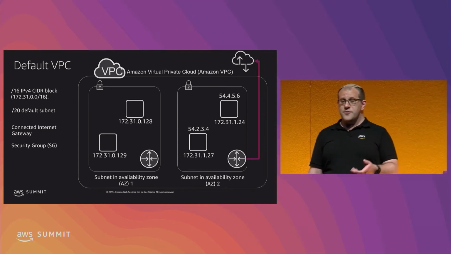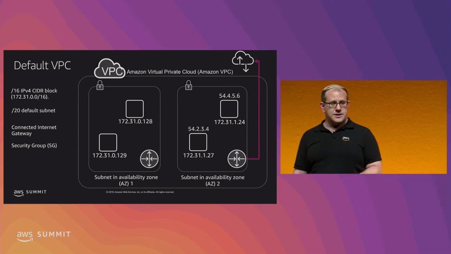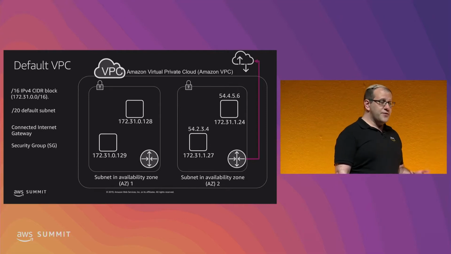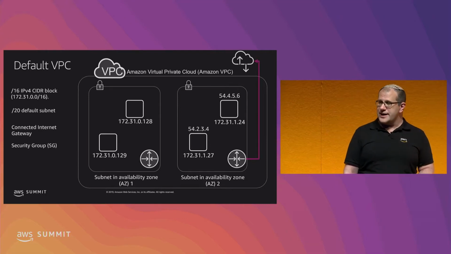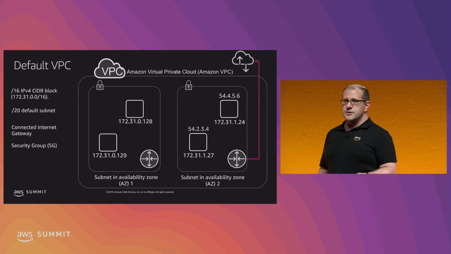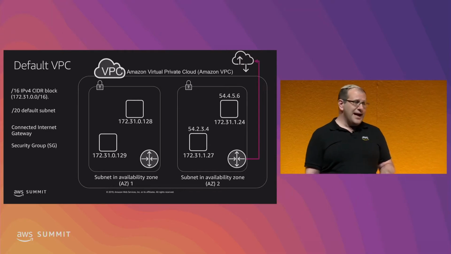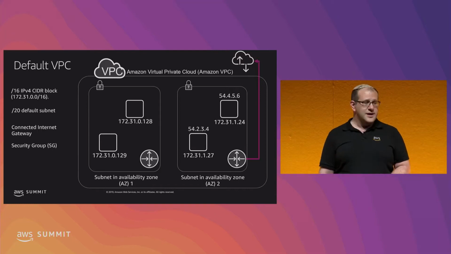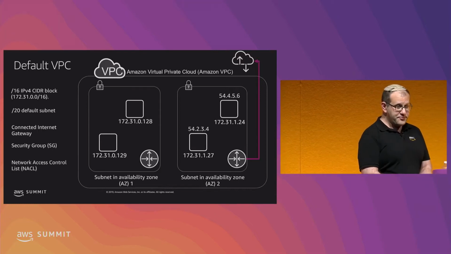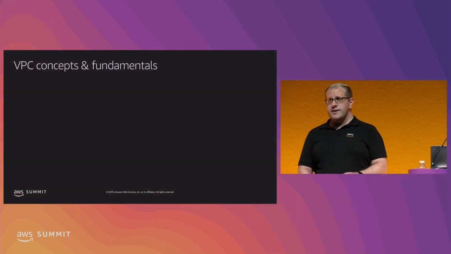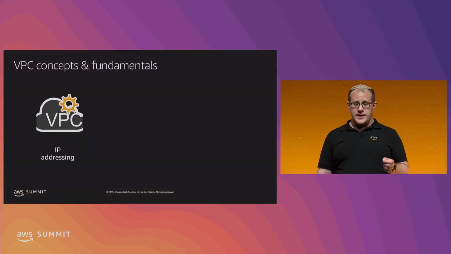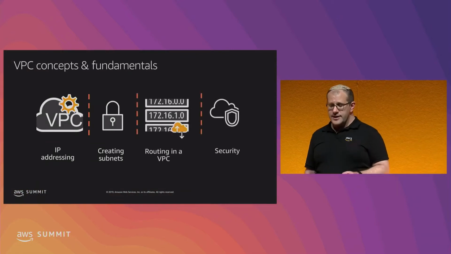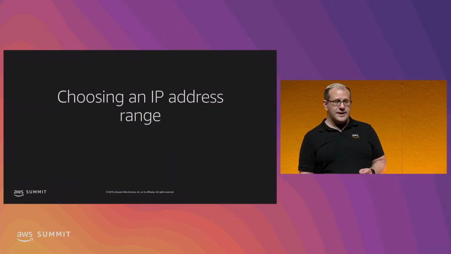Now, the default VPC is a good starting place for when you start with AWS, but what we're going to spend the first 15, 20 minutes talking about is how you build all those components in the VPC yourself, and then we're going to hand over to Tom to talk about some of the more complex components that come up with networking. So, with that in mind, I'm going to talk about IP addressing. I'm going to talk about creating subnets, routing, and putting some security around it.